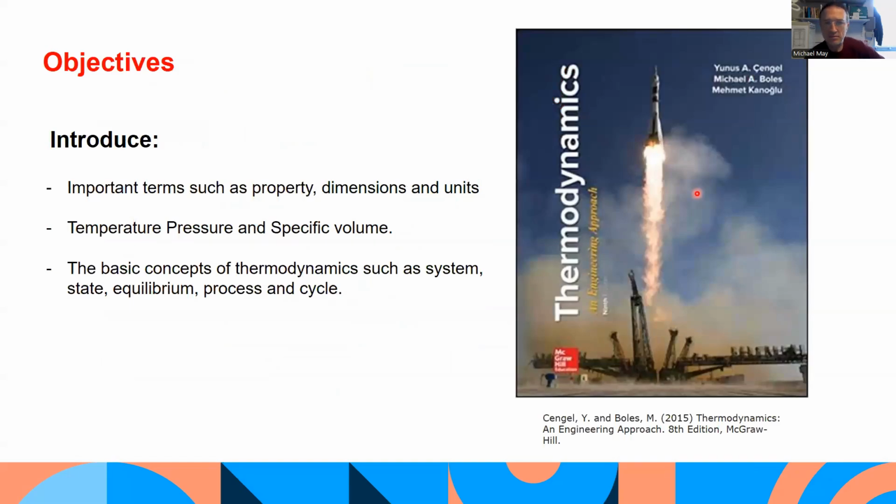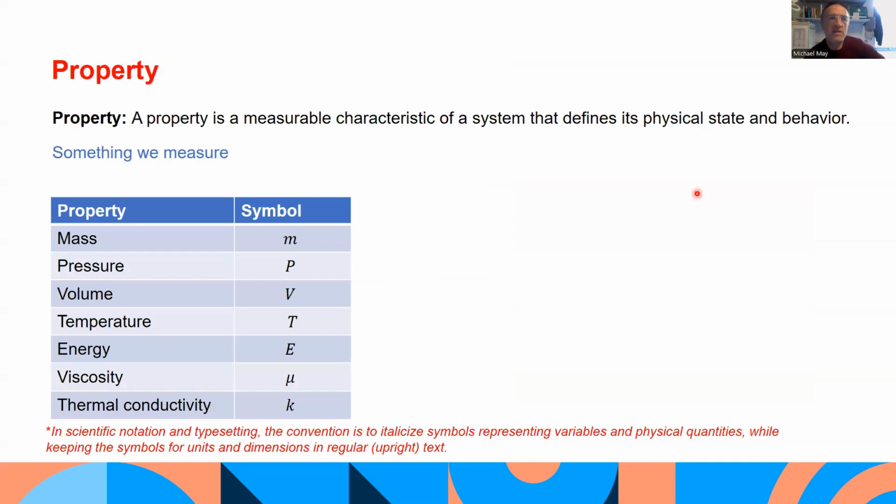So we're going to look at important terms like property, dimensions, and units, and clearly define what they mean. And we look at important properties like temperature, pressure, and specific volume, and why they're important to understand clearly in thermodynamic systems. And we look at other basic concepts such as system, state, equilibrium, process, and cycle, and clearly define them. And that will give us a fundamental knowledge that we can build upon in further chapters. So let's start with property.